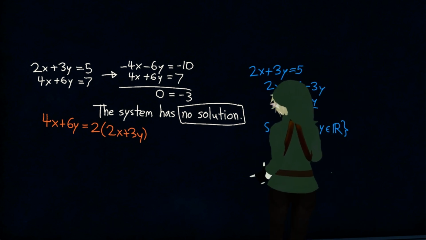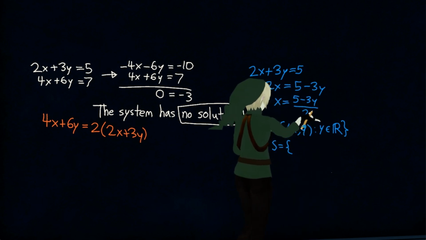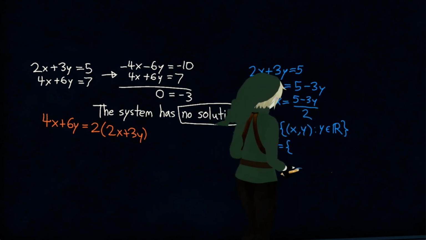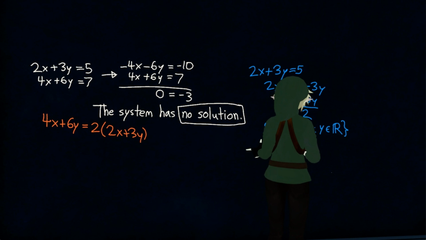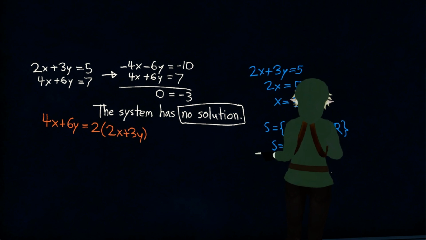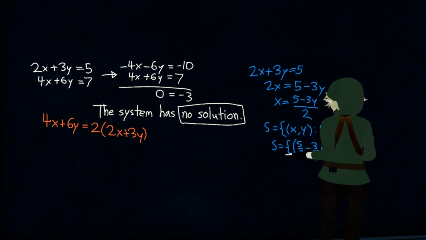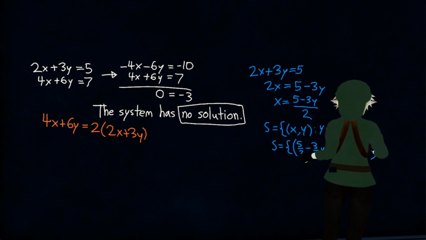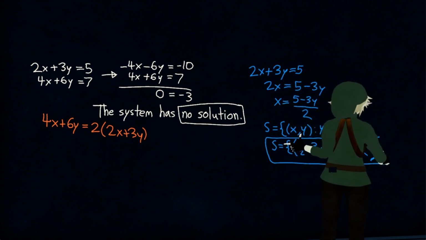And now we can go ahead and write our answer. What is x? X is literally this whole thing. So I might need to make a bigger set, but it's okay. I'll deal with it. 5/2 minus 3/2 y, where y can be literally any number. That's a disgusting curly bracket. There we go. So our solution would just be this.